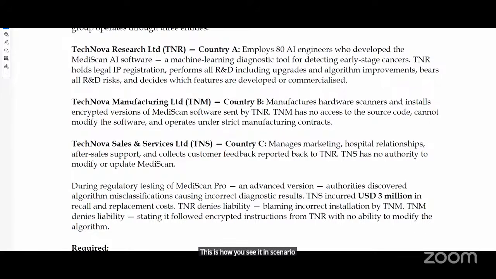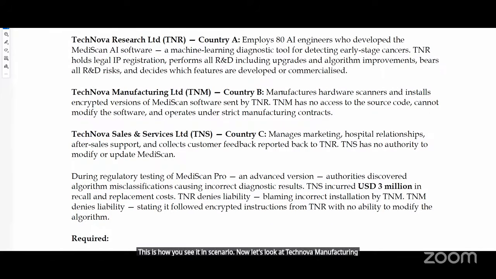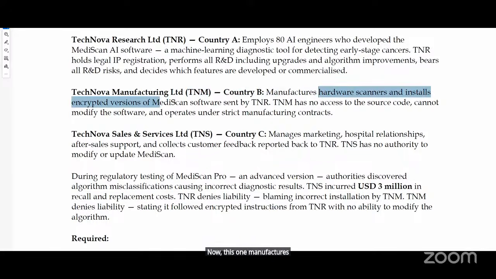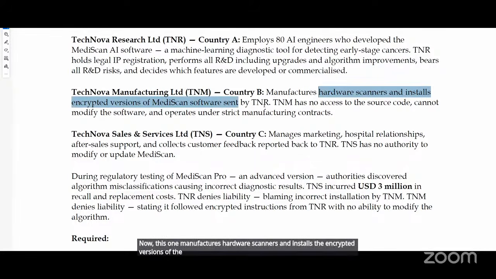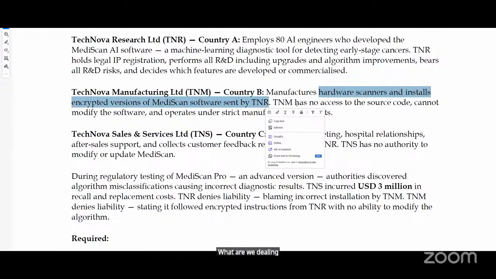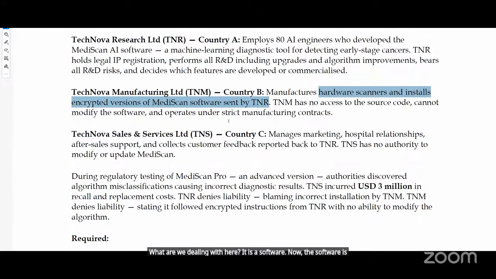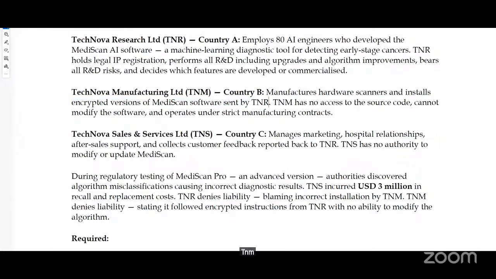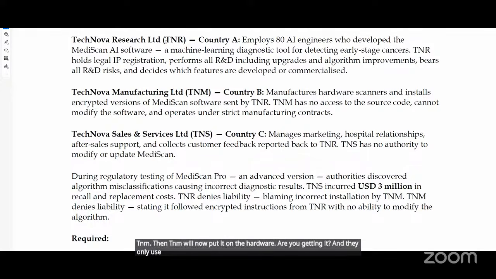Now, let's look at Technova Manufacturing Limited. It's in country B. This one manufactures hardware scanners and installs the encrypted versions of the medical software sent by TNR. What is the intangible asset we are dealing with here in this case? Software. Now, the software is produced by TNR and then given to TNM. Then TNM will put it on the hardware. Are you getting it? And they only use encrypted versions sent by TNR.